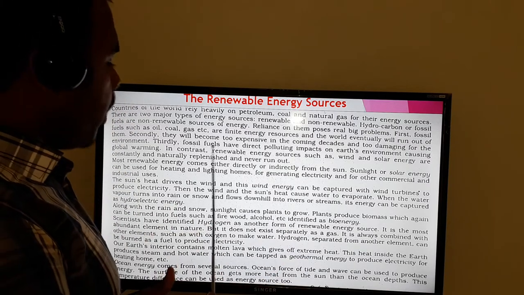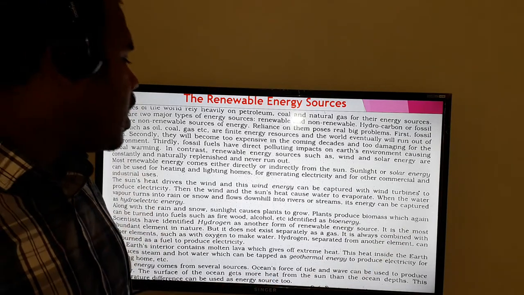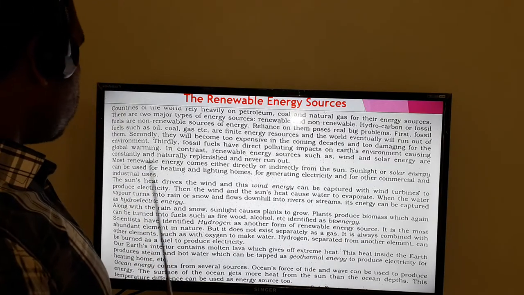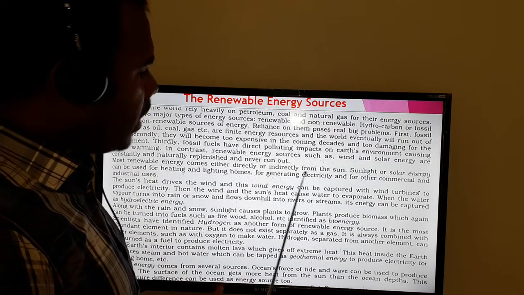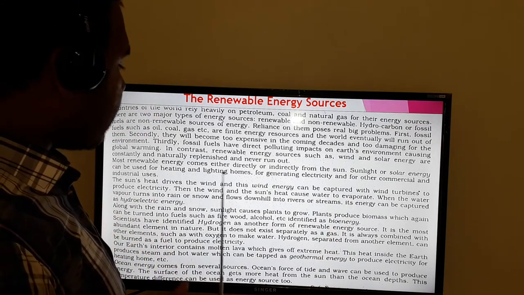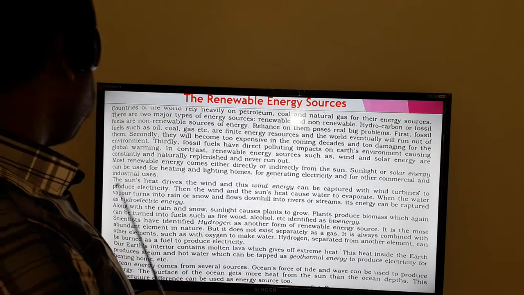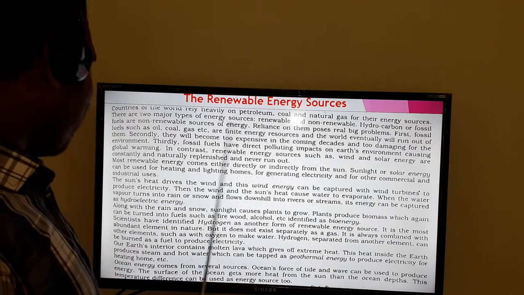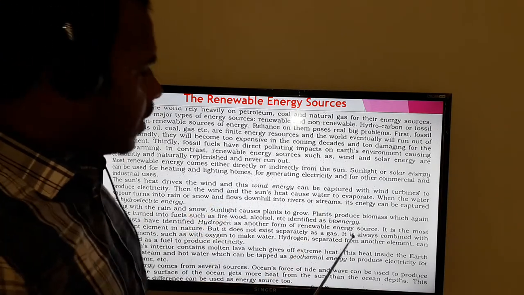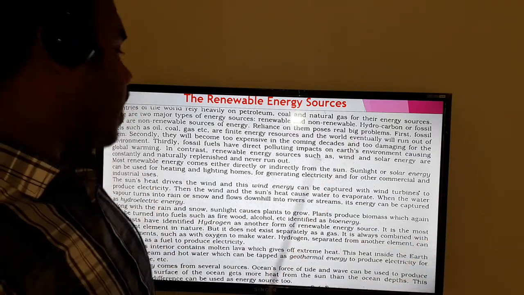On the other hand, renewable energy is very friendly to our environment and we can renew them. Just think about solar energy. Most renewable energy comes either directly or indirectly from the sun. Solar energy can be used for heating and lighting homes, for generating electricity and for other commercial and industrial uses. So we can use all of them for lighting homes and for generating electricity. And actually, if I'm talking about various ways, you can use them right now.